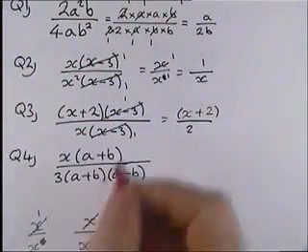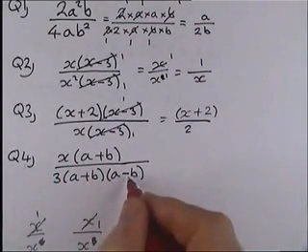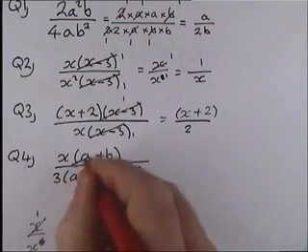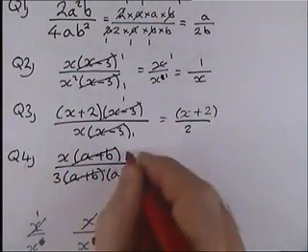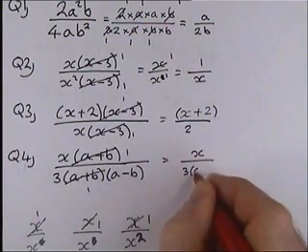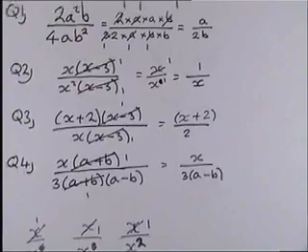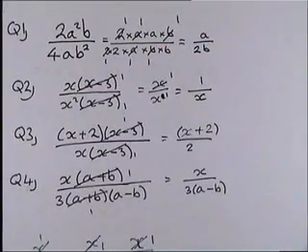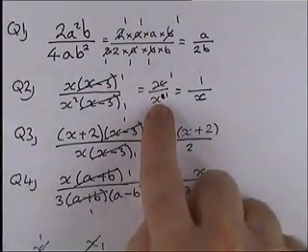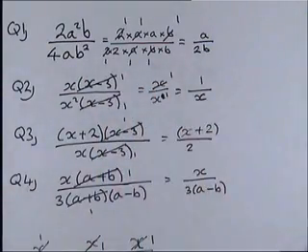And then finally, we've got the a plus b lots of x, and then we've got 3 lots of a plus b times a minus b. So again, the a plus b can cancel, and we're left with x over 3 lots of a minus b. So hopefully you got all 4 of those questions correct. Well, maybe you got that far on that question, but you have to keep simplifying until the fraction is in its simplest form.